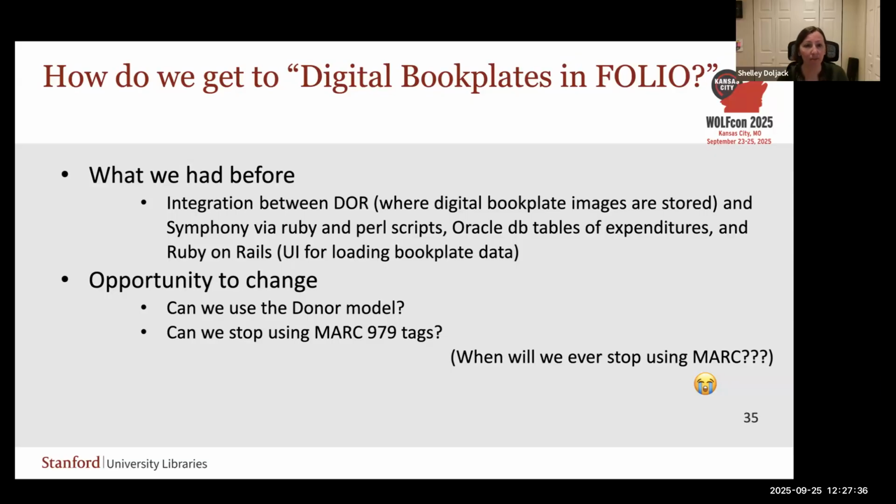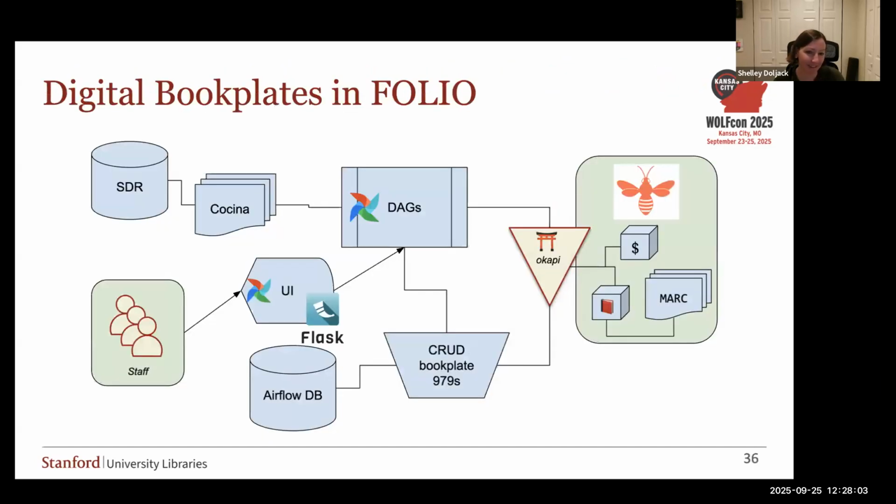The next thing we looked at was whether or not we could get away from putting 979 tags in MARC data, because I'm always advocating for getting away from MARC data. But too bad we couldn't do it because our discovery layer indexing team wasn't going to change anything for our work cycle. So here we are stuck again with MARC data. So this is how we did it.